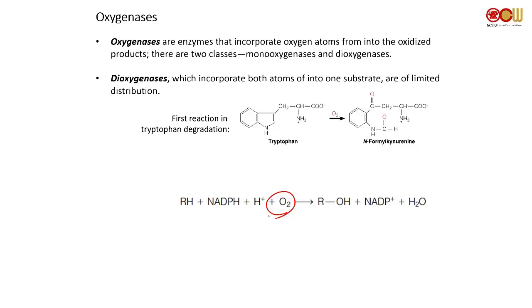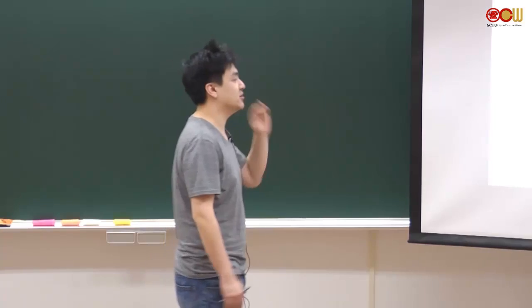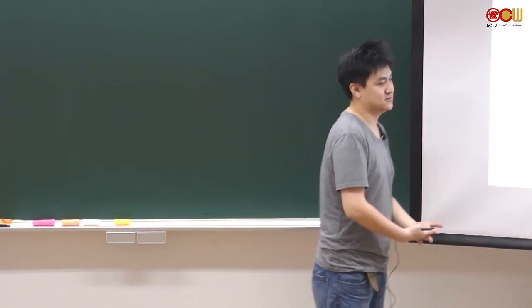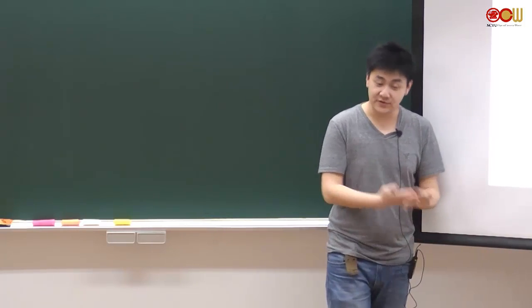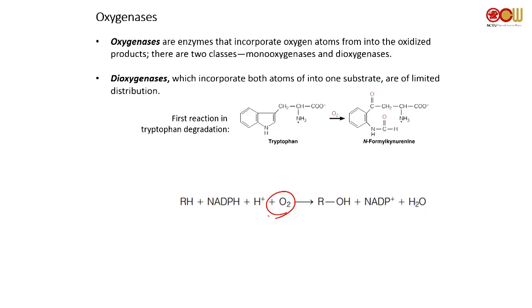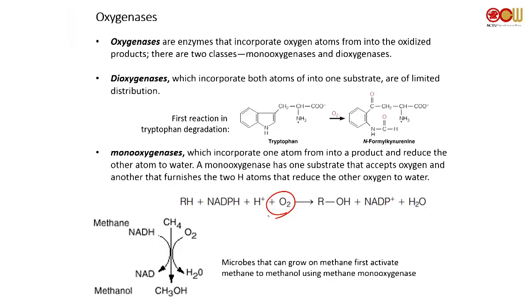Now, this is a very important type of enzyme, because they are used to do a lot of things. Seriously, oxygenases are used to do a lot of things. For example, amino acid biosynthesis and degradation. This is the first reaction in tryptophan degradation, where you want to turn tryptophan into something that you can degrade. You want to open the ring structure, and a lot of times to open rings, you need to use dioxygenases. Also, you can have some bacteria that can grow on methane, for example.